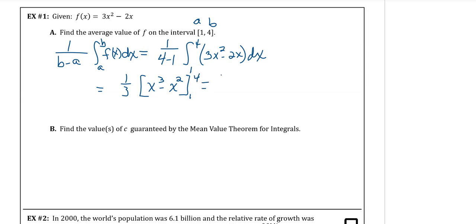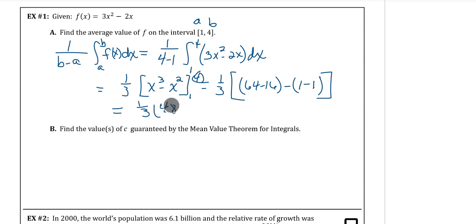So we get 1/3 times, first substituting our upper bound, 64 minus 16, minus 1 minus 1, so we get 0 for that one. Simplifying, we get 1/3 times 48, which is 16. So that is our answer, 16.